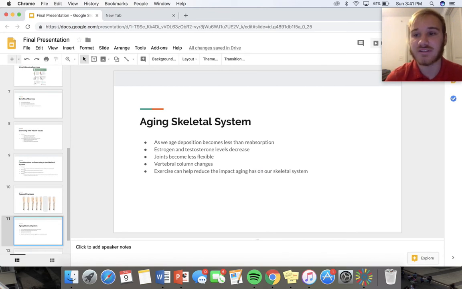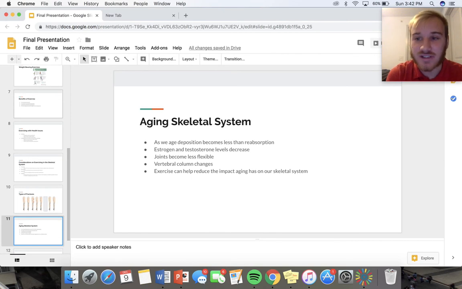And then finally, our skeletal system does age. As we get older, so does our skeletal system. When we age, the deposition becomes less than reabsorption in our bones. Our estrogen and testosterone levels decrease. Our joints become less flexible. Our vertebral column changes, which is why we see more people, when they get older, start to lose a few inches of their height.